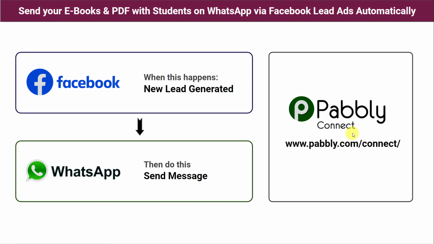So basically, Pabbly Connect is an automation and integration software which will help us in connecting and integrating Facebook with WhatsApp automatically. The best part here is it doesn't require any coding skills or programming knowledge. Even a non-technical person can do this very easily. So let us check this in real time.